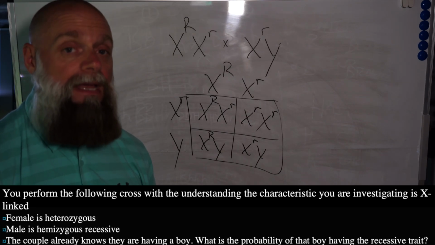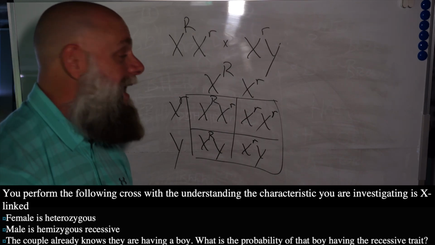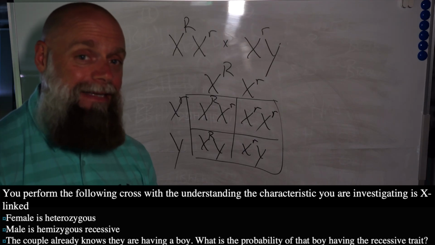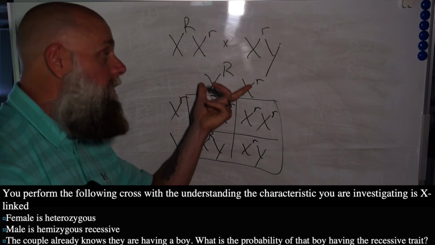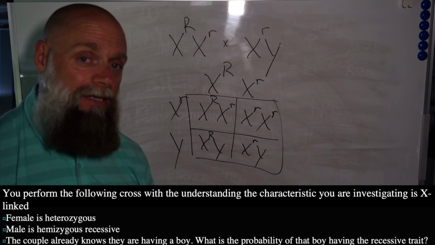Hopefully that makes sense. Okay, so that is how you set up an X-linked Punnett square. It's always XX, XY. You're only putting letters associated with the X chromosome. So hopefully that makes sense. Again, the big difference here is that females always have the two X's, males have an X and a Y. They only have one copy of that particular gene.